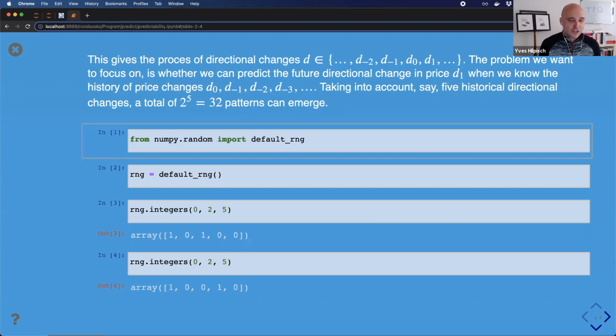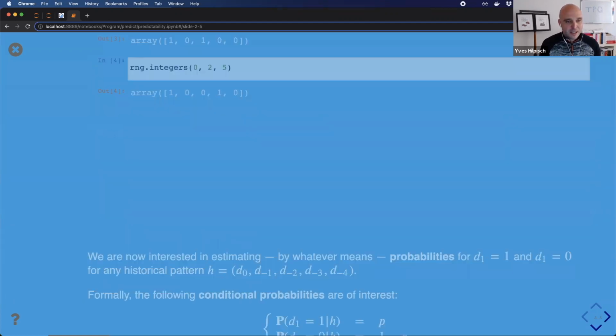When I draw just random numbers here, for example, we see such a pattern, right? This 1, 0, 1, 0, 0 is one of the 32 patterns. There is another one, 1, 0, 0, 1, 0. That's a second one from the 32 patterns. And the question is, when we analyze, by whatever means, these patterns, can we somehow predict the next directional change? You might say this looks difficult, or impossible, but many people, thousands if not many more, on a daily basis try to do exactly that.